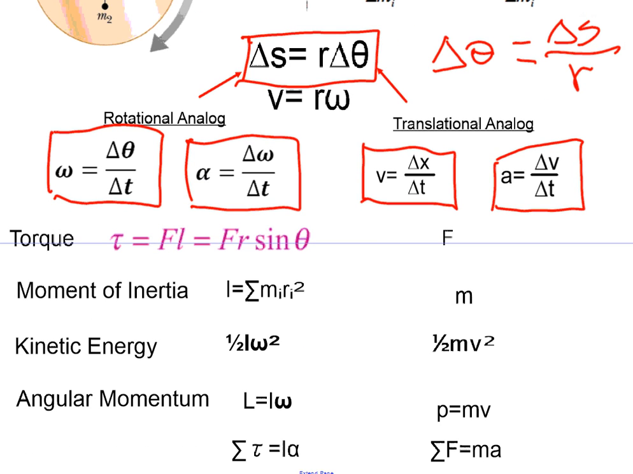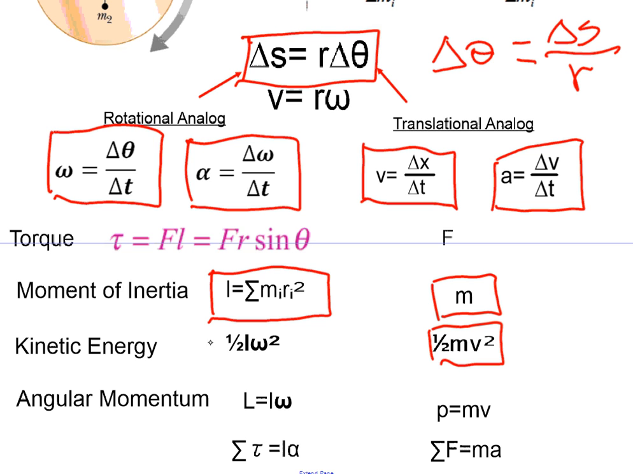Objects executing circular motion also have a resistance to being rotated, and that's called their moment of inertia, given by this equation. For a bunch of point masses, the moment of inertia is just the sum of all the masses times the distance they are from the axis of rotation squared. This is analogous to mass in translational motion, which is the resistance to being accelerated. Also, an object moving has kinetic energy, given by this equation. An object rotating has rotational kinetic energy, given by this equation.